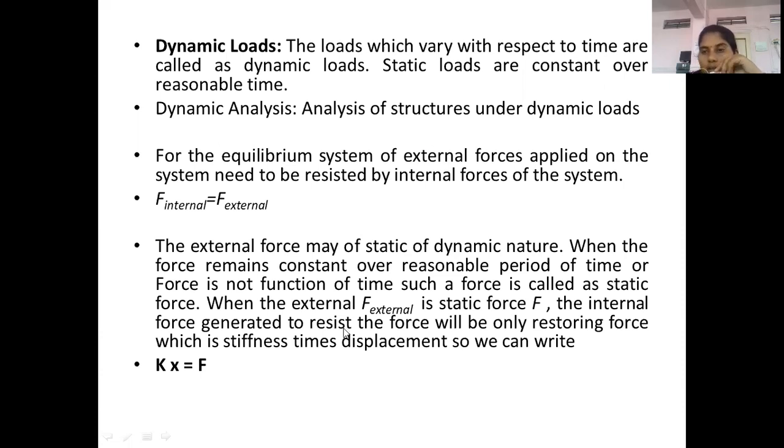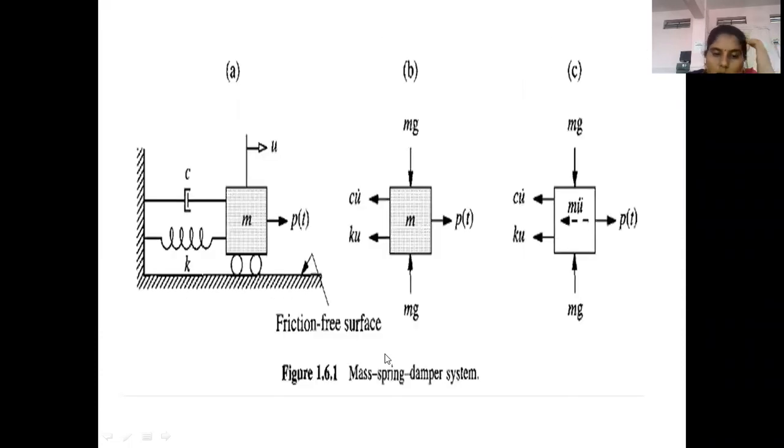After that, which types of forces will be produced in the system? Those are the internal forces produced when external forces are applied on the system. From that, we have seen the three types of forces produced in the system: the restoring force, the damping force, and the inertia force. These three forces are produced in the system.